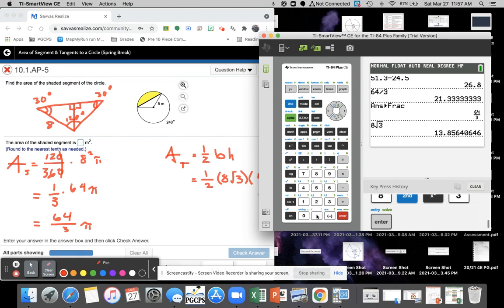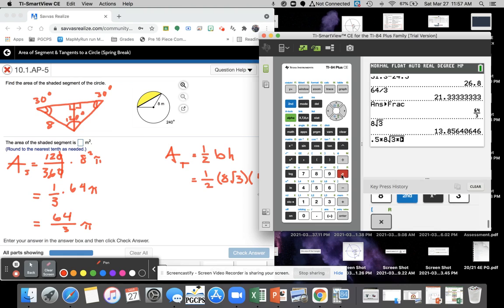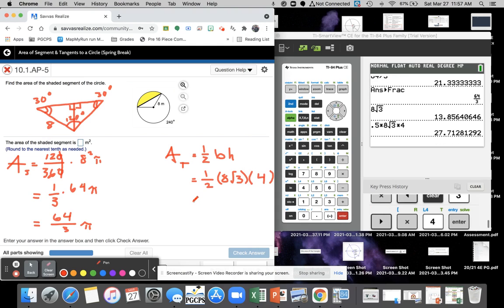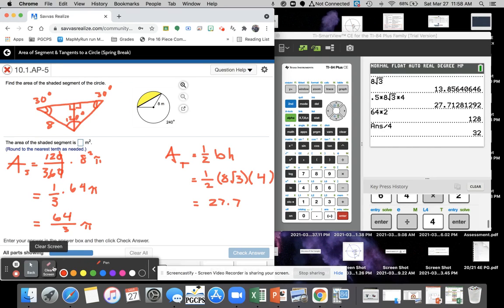So as we do 0.5 times 8 square root of 3, times 4, we'll get an answer of 27.7. So the area of our triangle is 27.7.